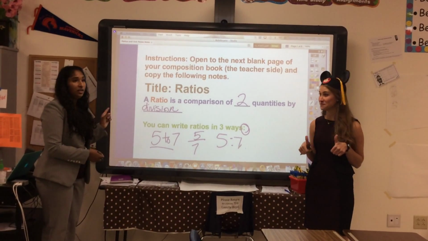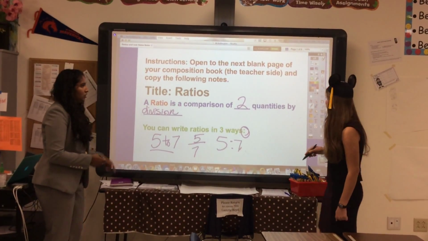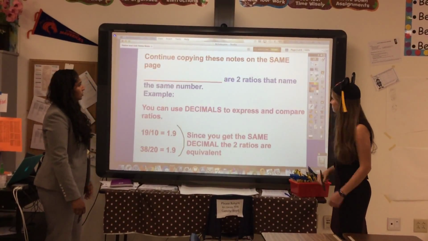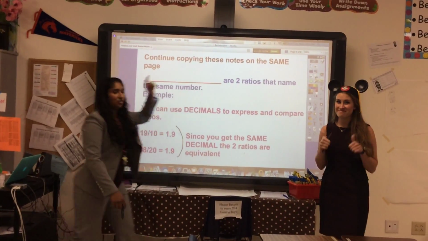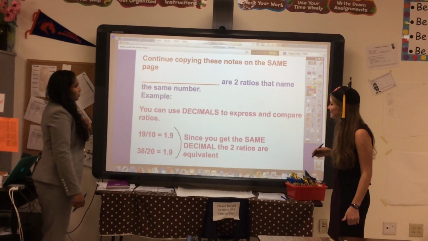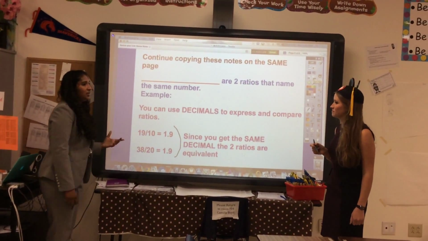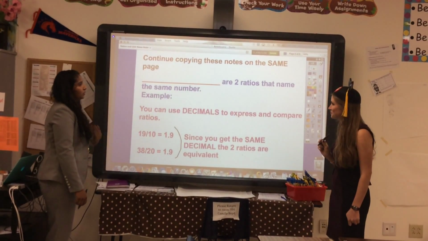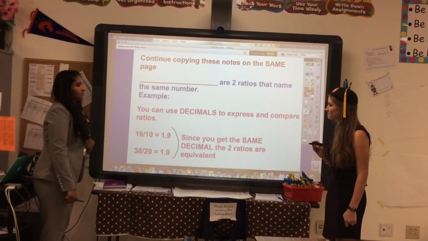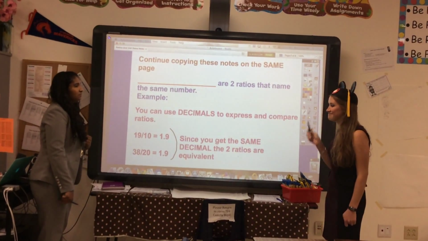Now continue writing on the same page, and we're going to go to the next page. Continue copying these notes on the same page, okay? Blank are 2 ratios that name the same number. Now another word for same is equal. So what could this be? Miss Musketeer, do you know?